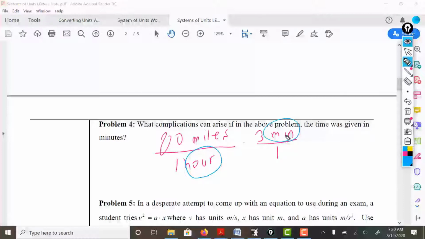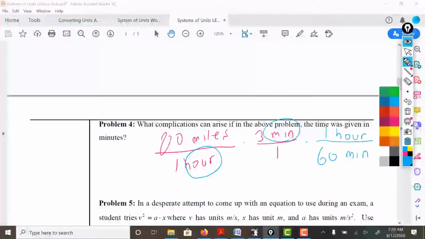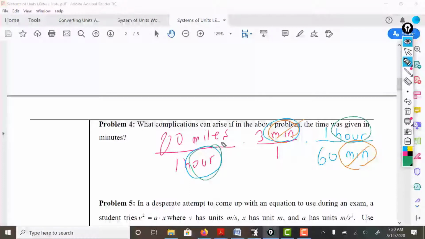Now, of course, you know how many minutes are in an hour, right? We have 60 minutes in 1 hour. Notice how I wrote this in such a way that these minutes would cancel each other out, and then these hours would cancel each other out. So if I wanted to get the answer, I would do 80 times 3 and then divide it by 60. And then the correct units for this would be miles.